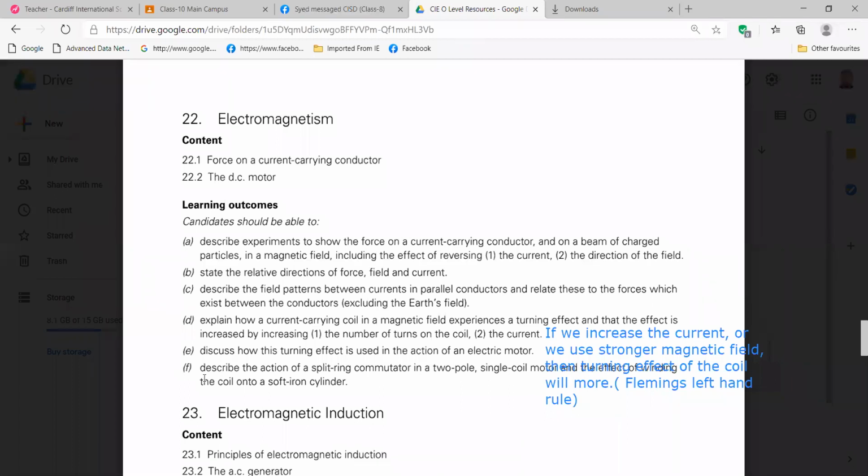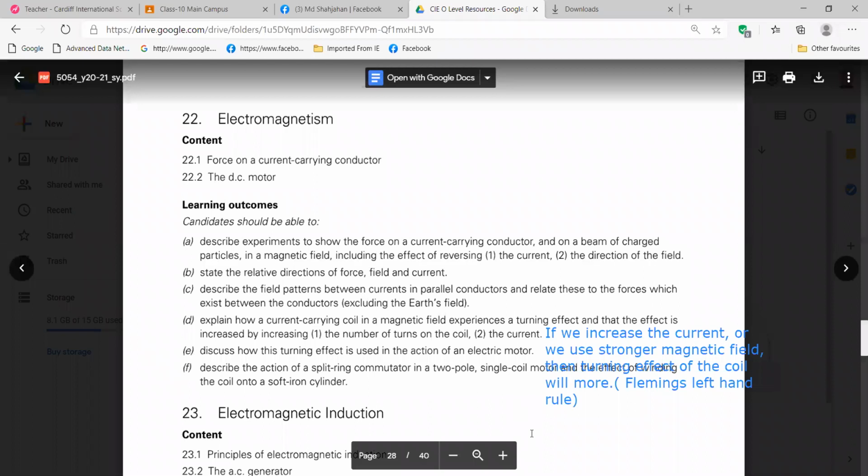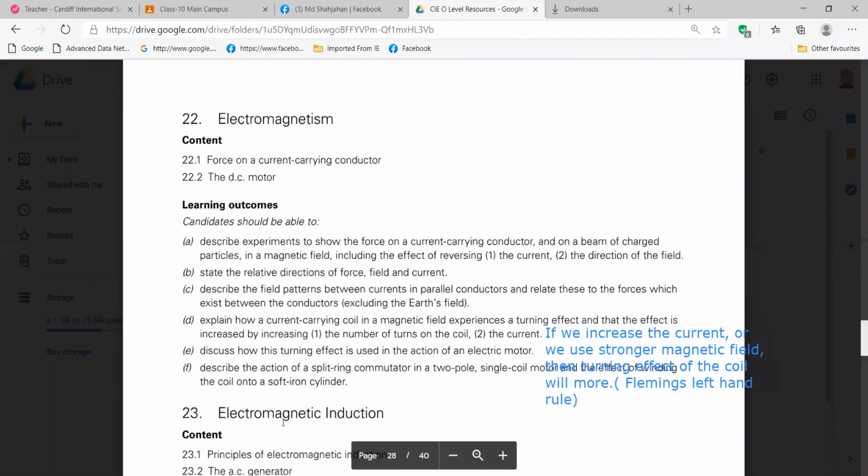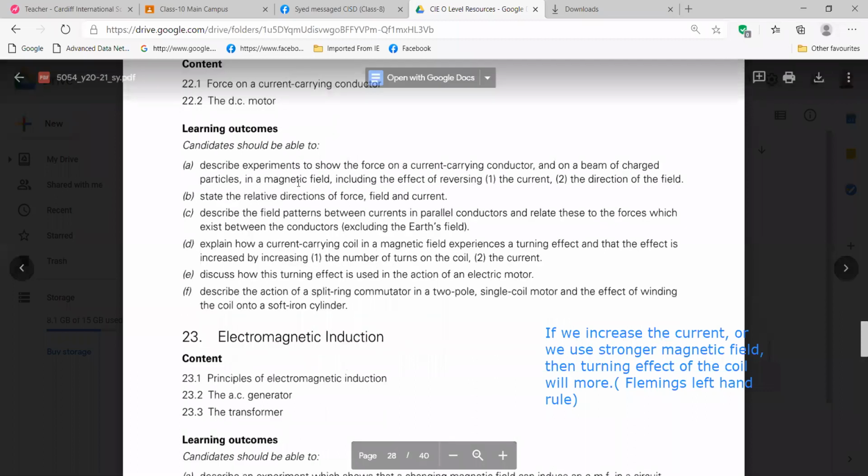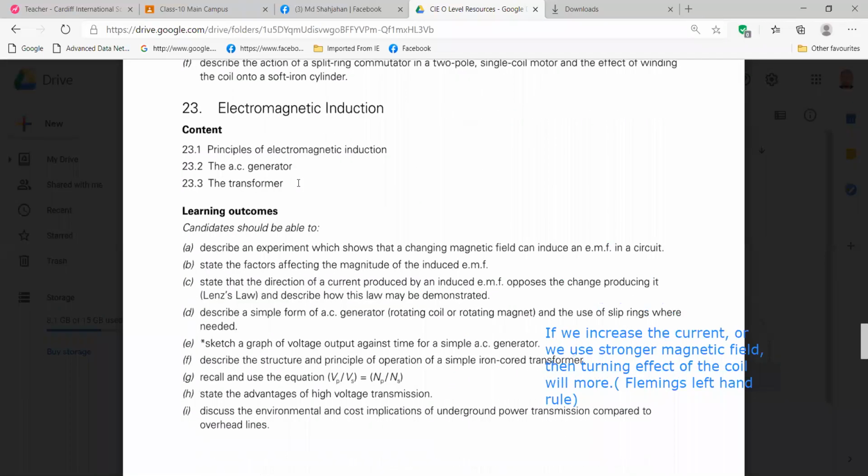How much is left in this chapter? E and F. If you are done, then this topic is over. After that, we will do electromagnetic induction, right? Yes, the same amount, not that much big. Not CRO. CRO is in introductory electronics.